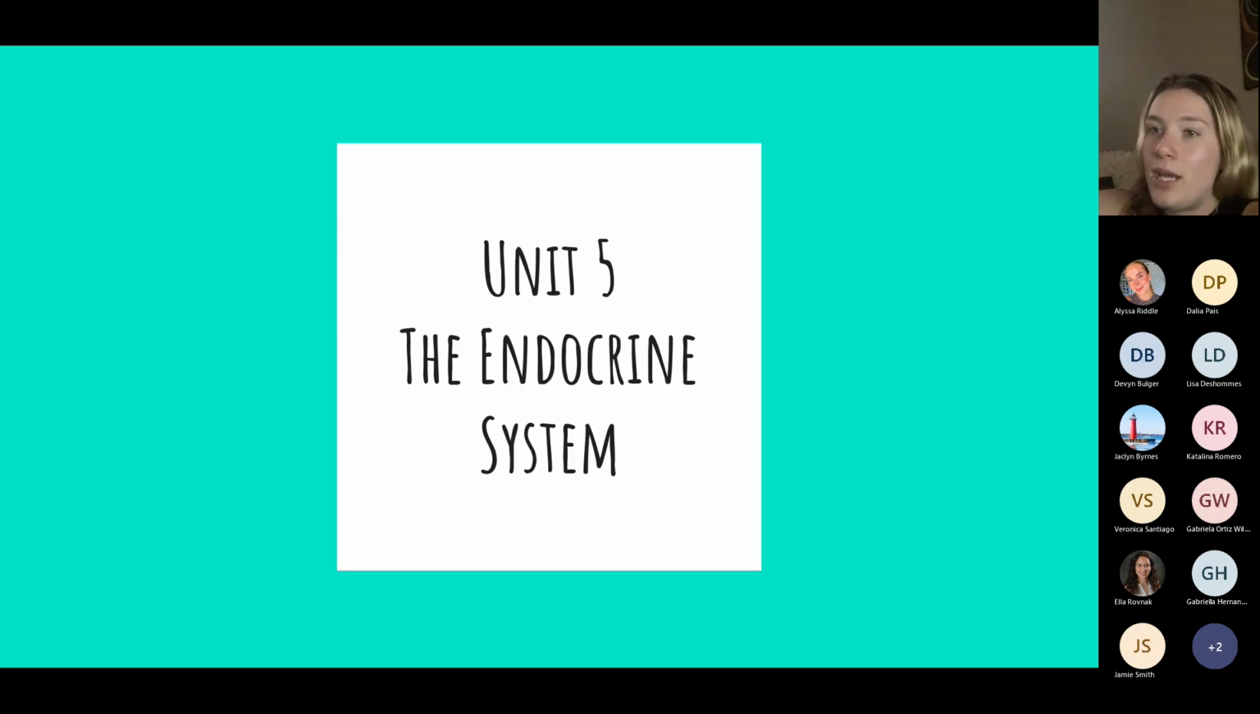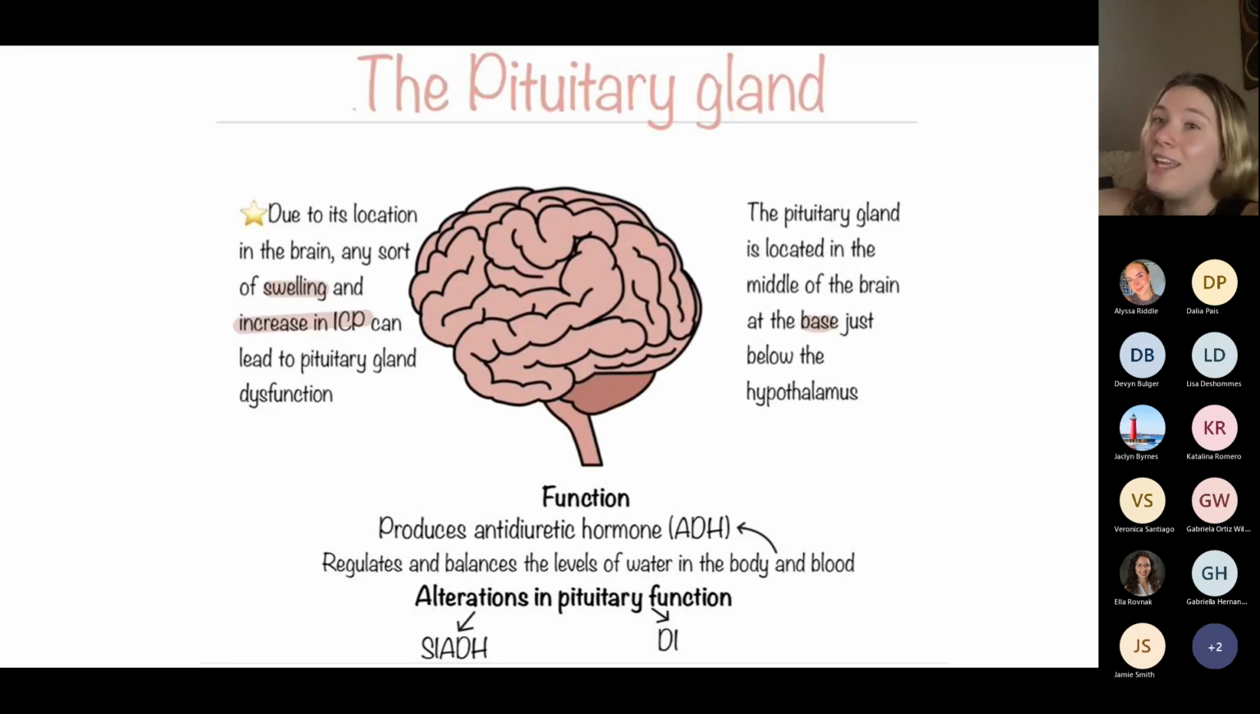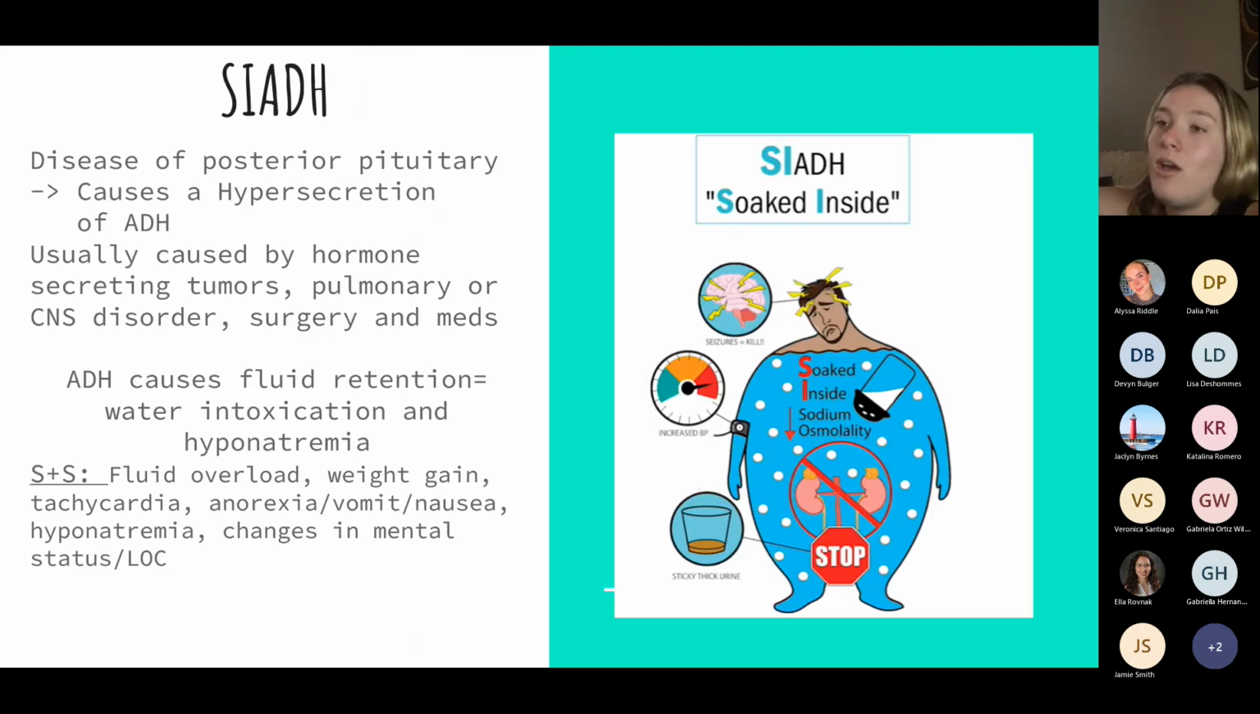So moving on from the brain, we're now going to talk about the endocrine system, which is very related to the brain. Our pituitary gland, this is located in the middle of the brain, and our main function of our pituitary gland is to produce ADH, antidiuretic hormone, our anti-pee hormone. So what are some alterations in pituitary function? Well, our first one is going to be SIADH.